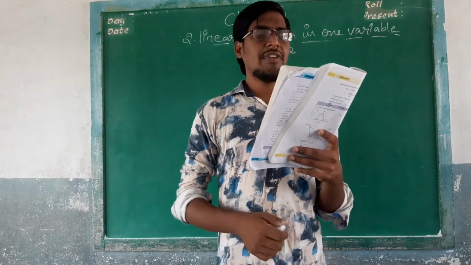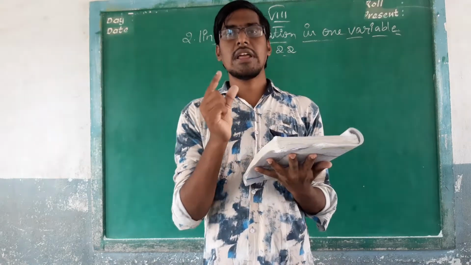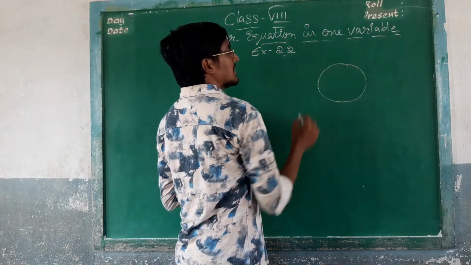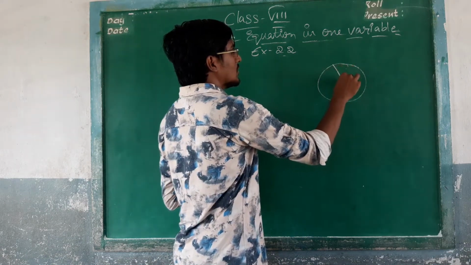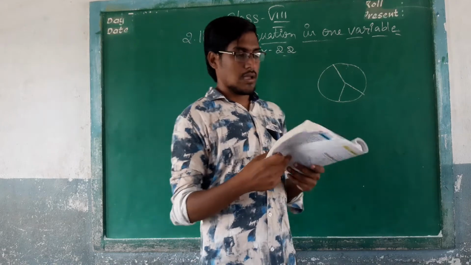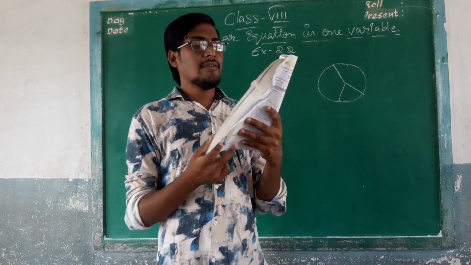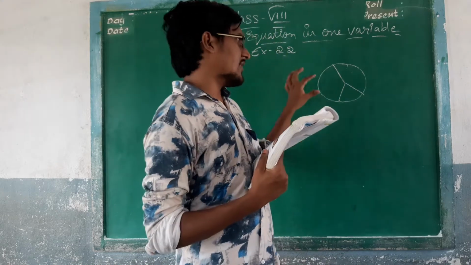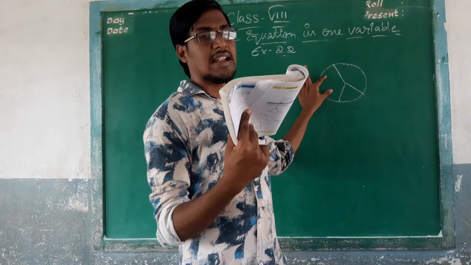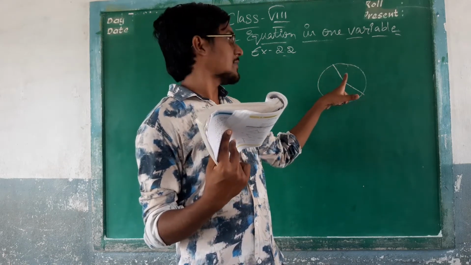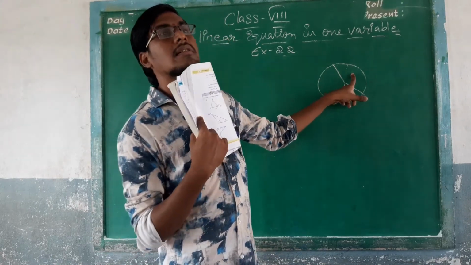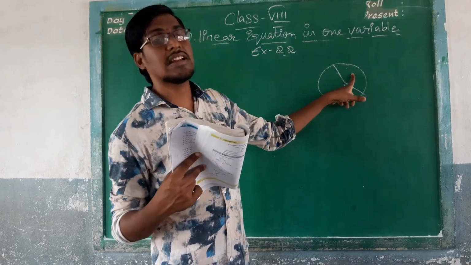What is given in the question? Vinay bought a pizza and cut it into three pieces, 1, 2, 3 pieces. He weighed the first piece and found that it is 7 grams lighter than the second piece.